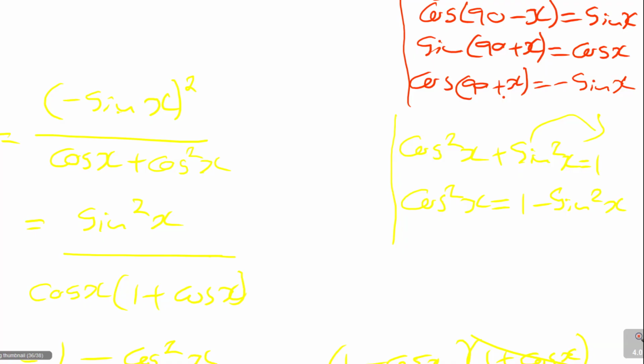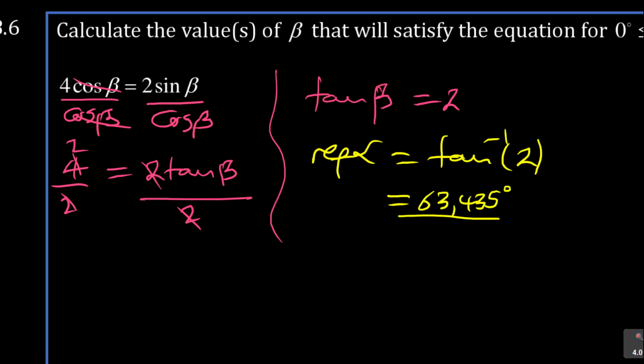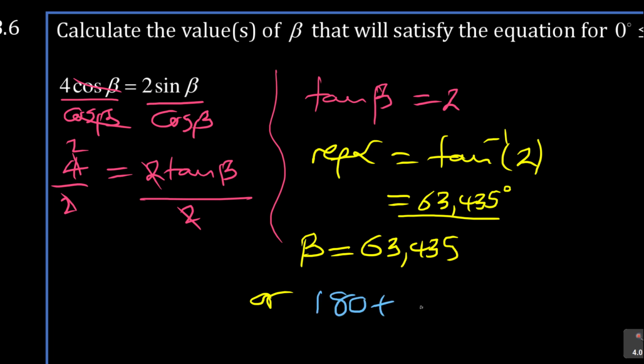And you remind yourself, where is tan positive? Let's go to the CAST diagram again. Tan is positive in the first quadrant and in the third quadrant. So in the first, you leave it like that. In the third, you say 180 plus reference angle. So if it's in the first quadrant, beta is equal to 63,435. And then you say, or, now go for the third quadrant, 180 plus reference angle, which is your theta, which is 63,435.